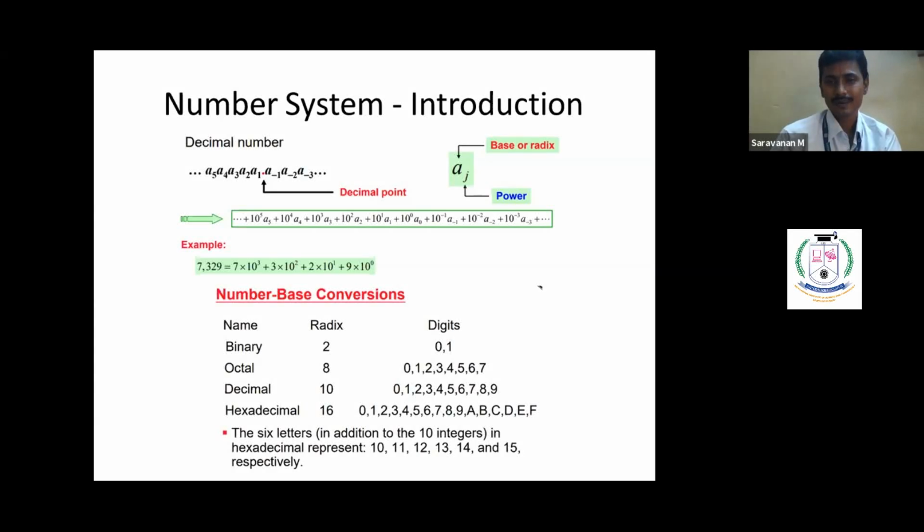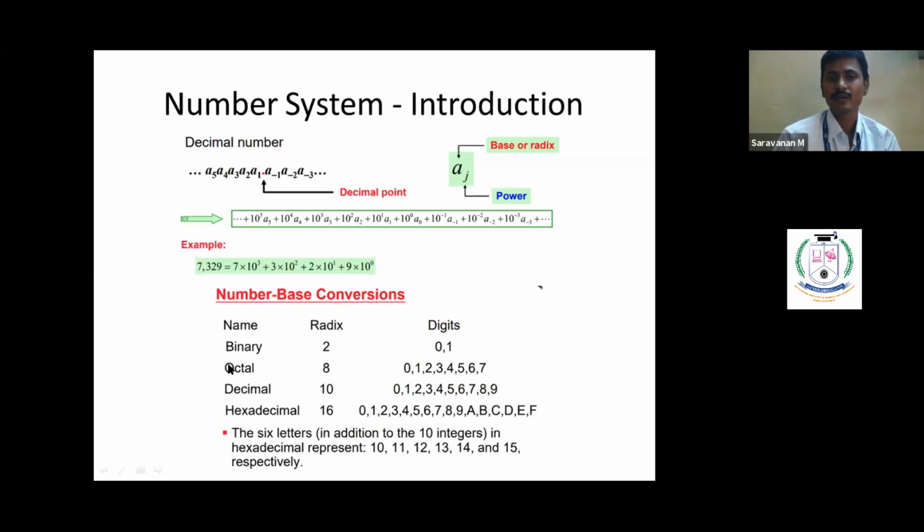How to represent the given decimal number. From that, we'll see the conversions. That is, we know that there are four number systems: decimal, binary, octal, and hexadecimal. So we will see all these four conversions, that is, from decimal to the other three number systems.